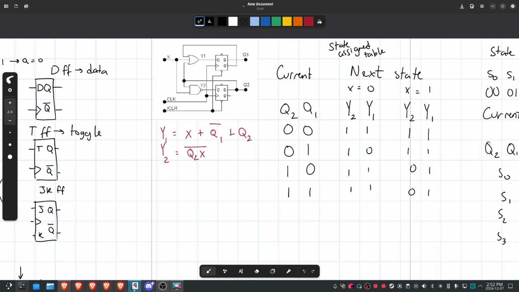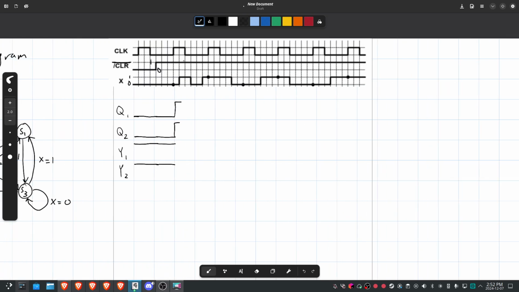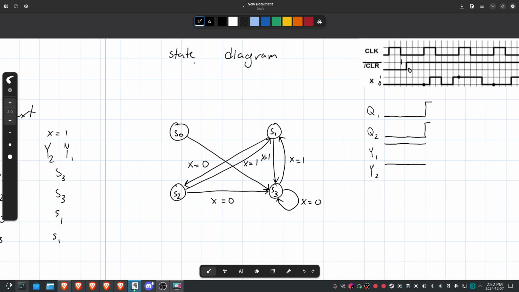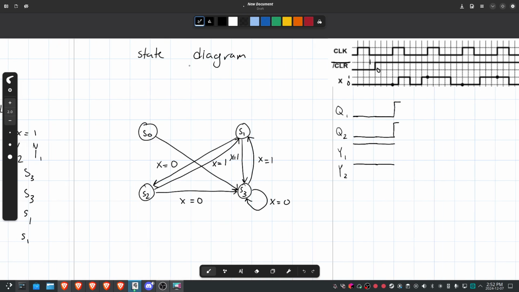Because they're D flip-flops, whatever's in Y will be copied to Q on the rising trigger. So now Q1 and Q2 are both 1. What happens to Y of 0? At this point, right here, X is still 0. So Q1 is 1, Q2 is 1, and X is 0.